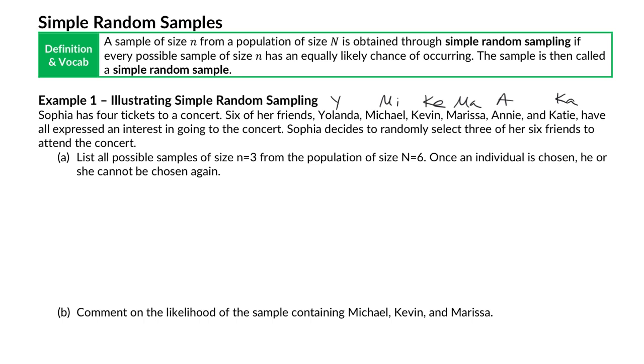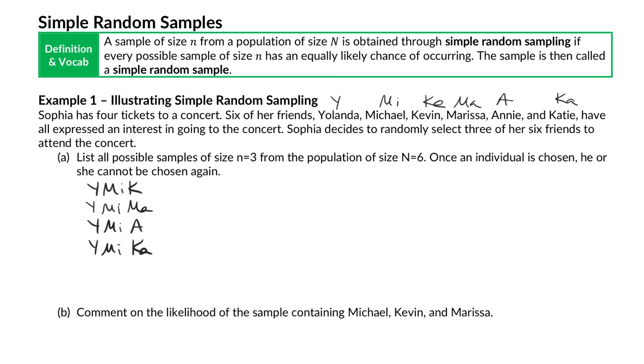The first option, a possible sample that I could choose, could be Yolanda, Michael, and Kevin, right? I could pick those 3 people. I could also pick Yolanda, Michael, and Marissa. I could also pick Yolanda, Michael, and Annie, or Yolanda, Michael, and Katie. All of those choices are different, yes? Yeah. Great. What's another opportunity for me to choose? What other group of people could I pick?